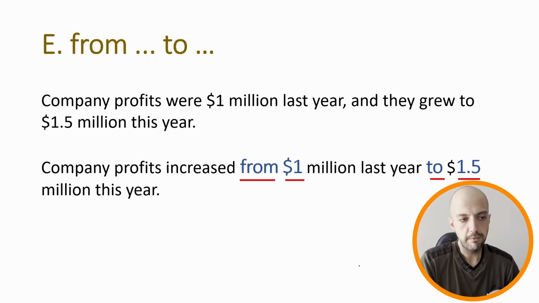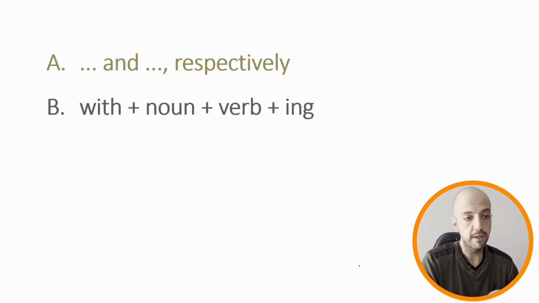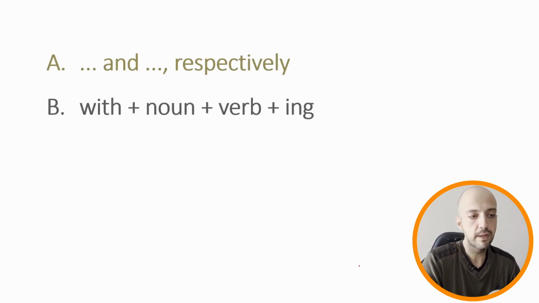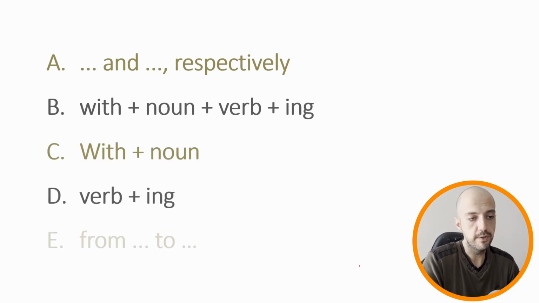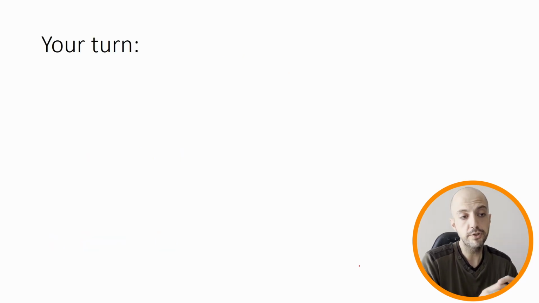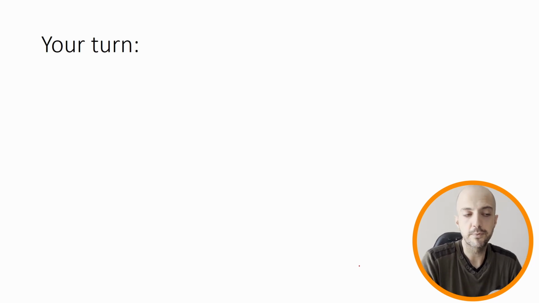To wrap up, we talked about these 5 phrases: number and number, respectively, with plus noun, plus ing verb, with plus noun, ing verb, and from this number to that number. Now it's your turn. I'll give you 5 sentences, and I want you to rewrite them using those phrases. And if you like, you can share them in the comment section with everyone, so we will read and we'll learn from your, let's say, examples.